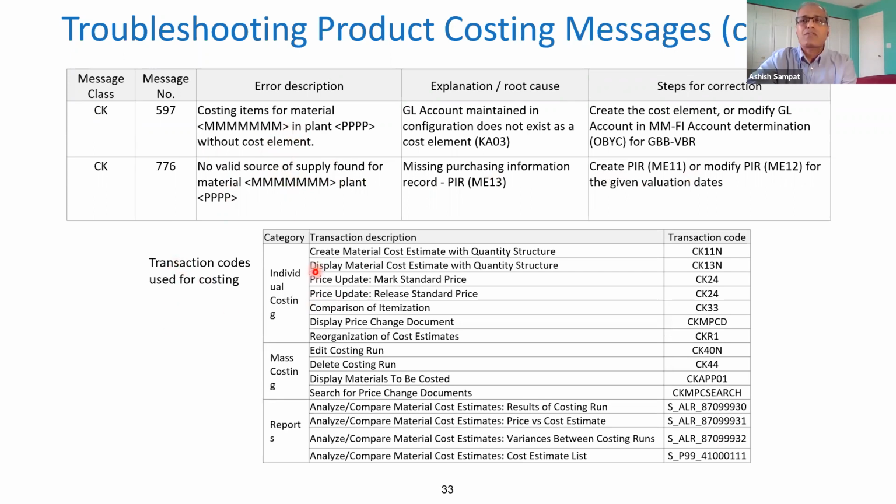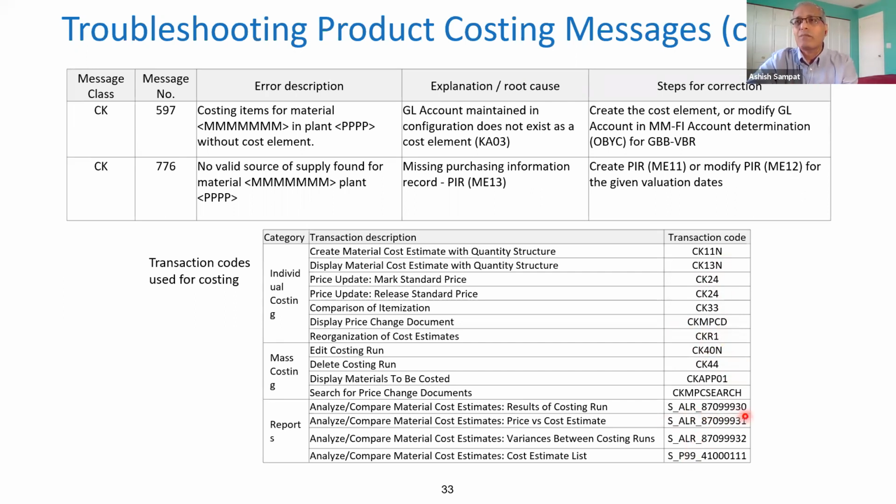Here are some transaction codes for costing, individual costing, mass costing, and reports. I'm sure people have used CK11N, CK40N, and then CK24 for mark and release, CK13N for display, and then CK44 to delete obsolete costing runs, or CKR1 to reorganize cost estimates. Again, sensitive transactions, so use them carefully.